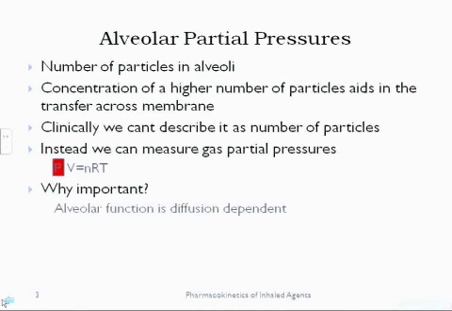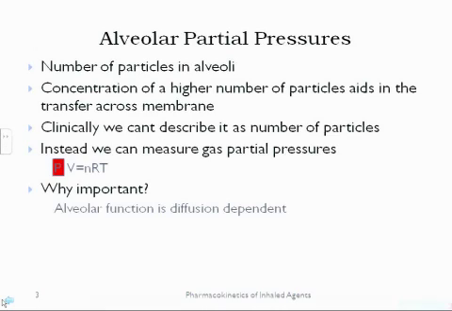The first concept is alveolar partial pressures. And the way I think about it is the number of particles that can get into the alveoli at one time. Okay? And simply that's the concentration gradient. The greater number of particles I can get into an alveoli, the bigger the concentration is, the more rapid the medication can get into the blood.